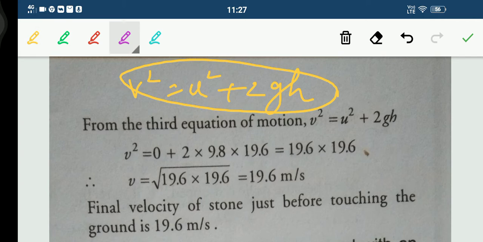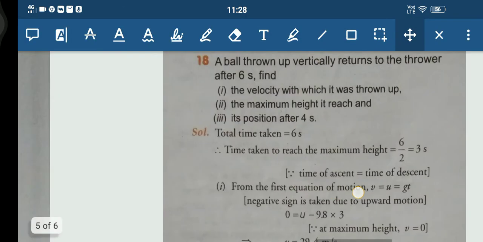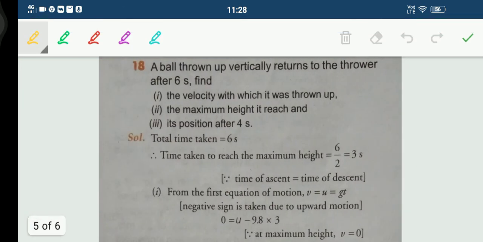v square is equal to u square, we already know u is 0 here, plus 2 into g, which is 9.8, it is given, and height is 19.6. Simply solve the question. And after solving it, we will get the value of v, that is 19.6 meters per second. Let us just quickly do the last numerical.